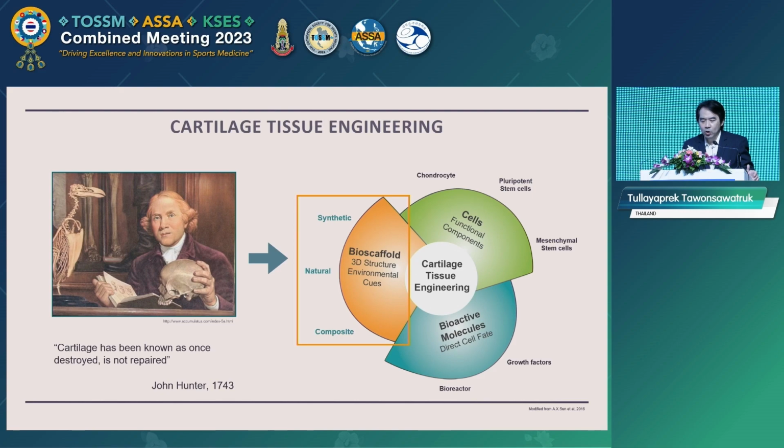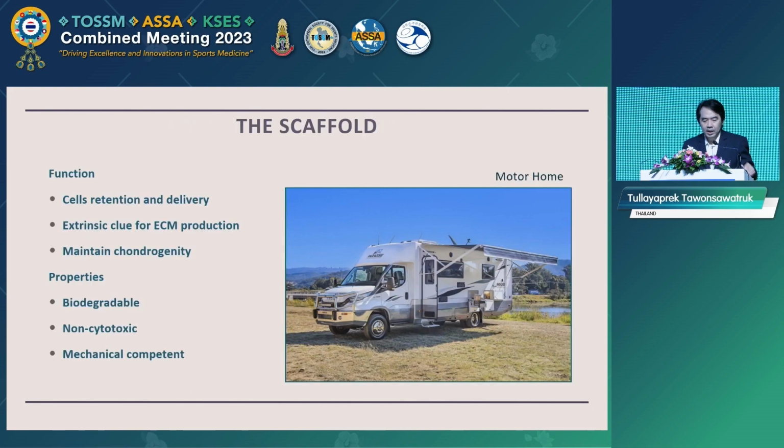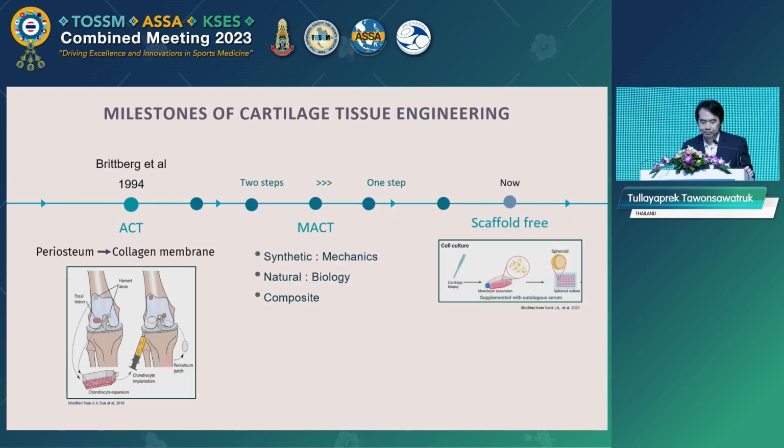So today we're going to talk about the role of the scaffold in cartilage and meniscus regeneration. The functions of the scaffold are cell retention and cell delivery, extracellular matrix production, and maintaining chondrogenesis. The properties need to be degradable, non-toxic, non-cytotoxic, and mechanically competent. It should be strong enough to absorb the load.